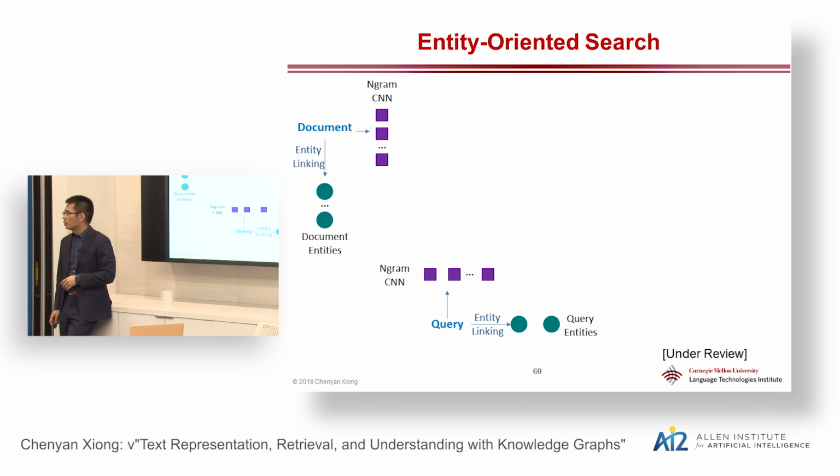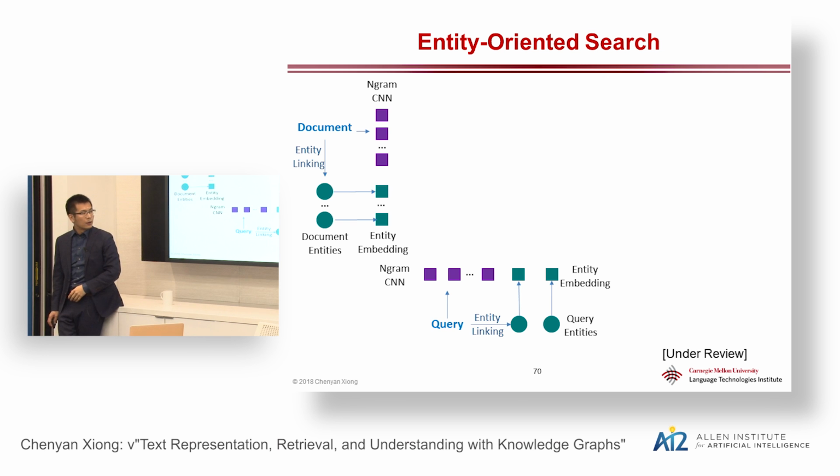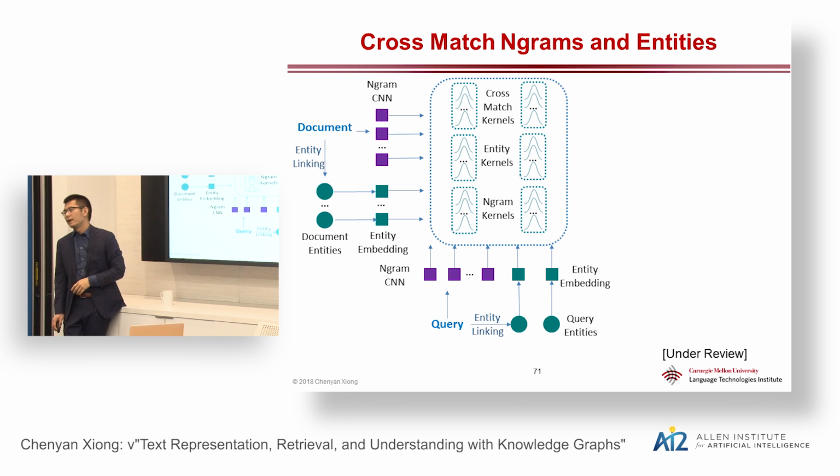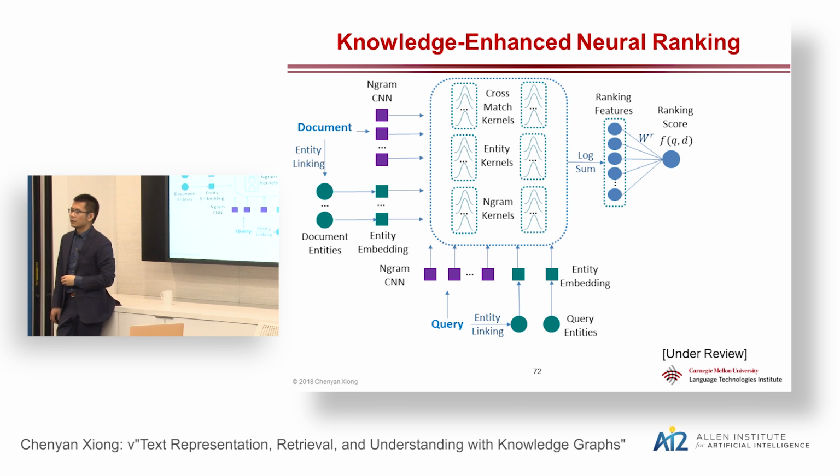Well, we can still put entities in it and see how it performs. So we have the query, we have the document, and we have their n-gram embeddings. Then we can do entity linking, to get all the entities in the document and entities in the query. We can also embed them, so we can put the kernels between all pairs of them. So we can have word kernels, n-gram kernels, entity kernels, but also, because now again everything is in an embedding space, we can also compare entities with words and phrases. So we also have the cross-match kernels. We combine them all together as ranking features and then feed them to a learning-to-rank layer.